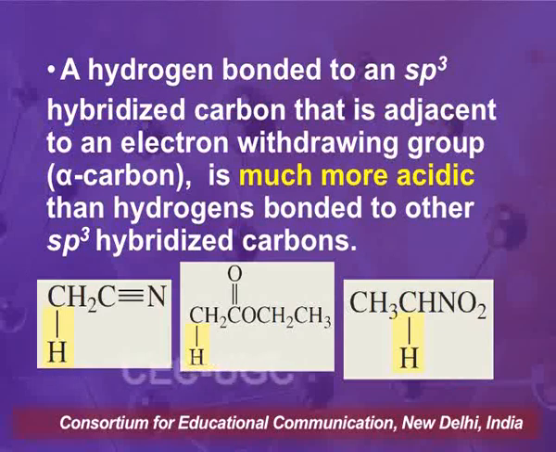And if we talk of an ester, which is ethyl acetate here, again the hydrogen which is attached to the alpha carbon is acidic in nature. If you look at nitroethane, we find that this carbon is the alpha carbon and this carbon is the beta carbon, that is, the carbon which is directly attached to the nitro group is the alpha carbon and the next carbon is the beta carbon.